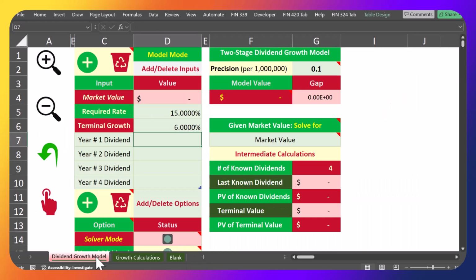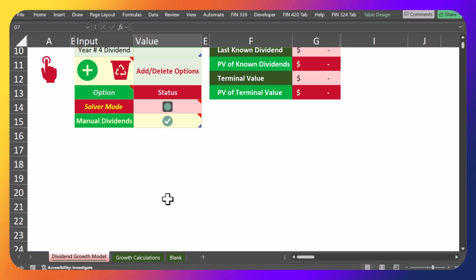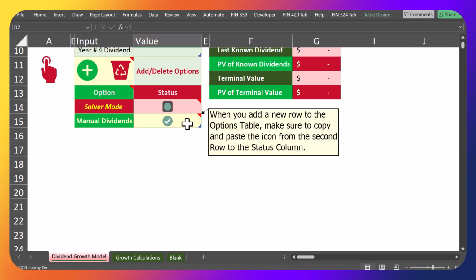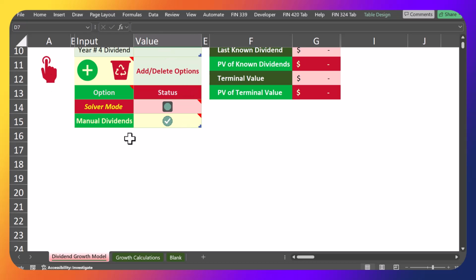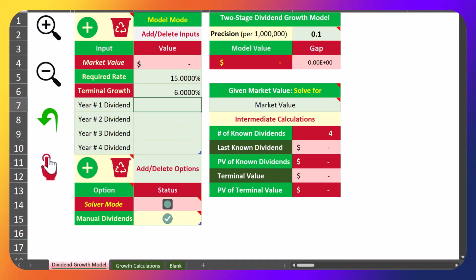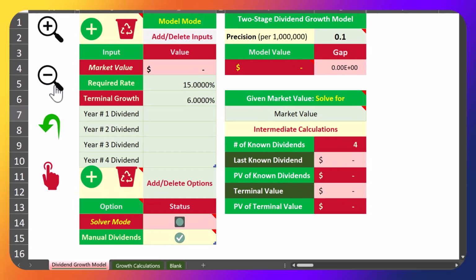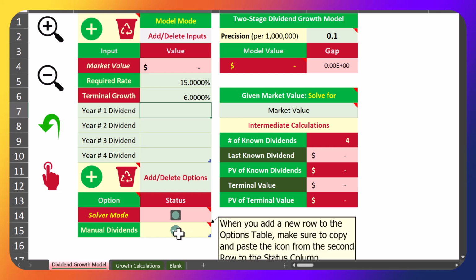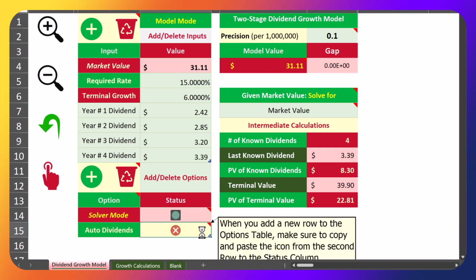Let's go to our dividend growth model. Currently, I'm in manual dividends mode. If I want to copy them directly, let me make this full screen. This little hand button does full screen. This goes to the last sheet. These zoom in and out. All right. If I double click on the check mark, it's going to automatically take it for 4 years. And we have our answer.